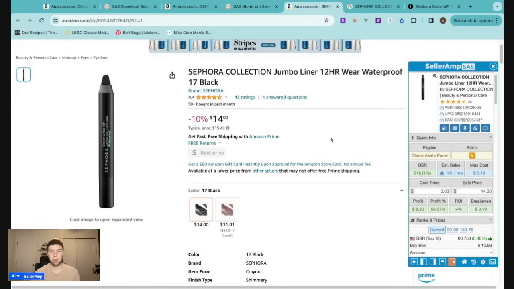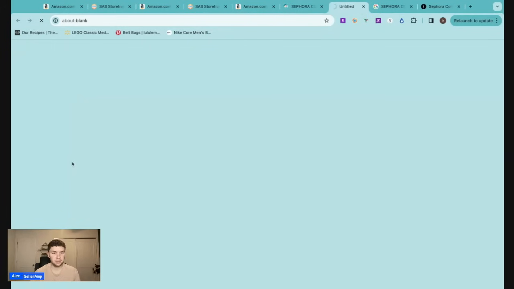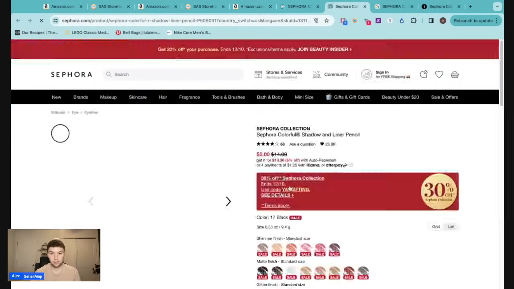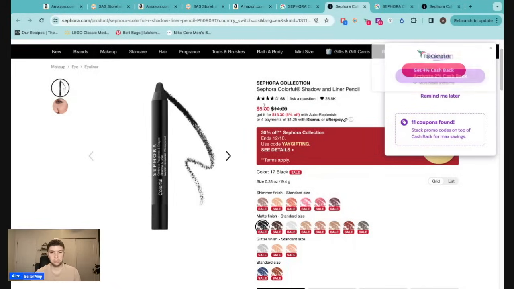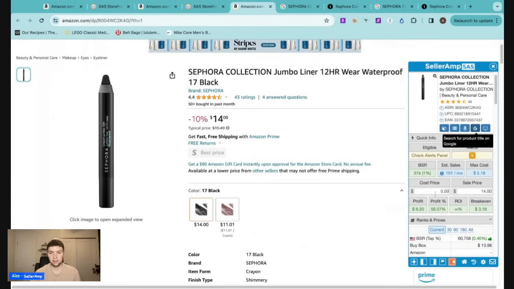All right, so now that we have the product open in Amazon, the next step is to just search and see if this product is profitable on a website. And hopefully Sephora is maybe selling this product. Okay, looks like it is on sale. $5 from Sephora.com. That's a great sign for us. And it's in stock here. That's 17 black, $5, right? That's a great sign. Okay, so let's type in 5 and see if we can actually get this profitably here.